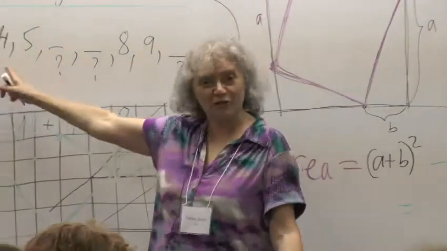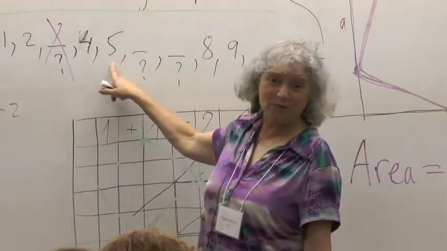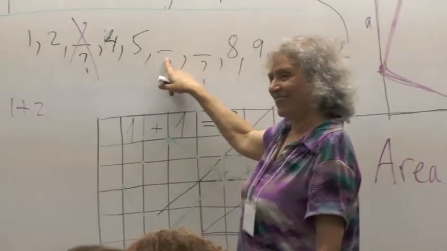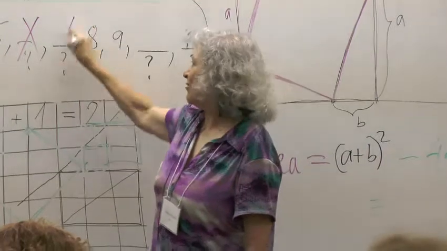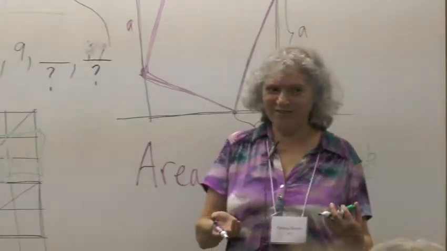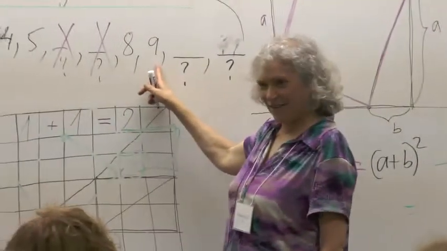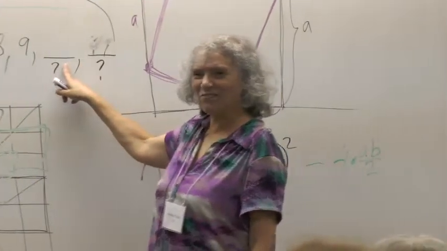How about 4? 4 is 2 squared plus 2 squared. How about 5? 1 squared plus 2 squared, right? Fine. How about 6? Not possible. How about 7? Not possible. How about 8? Yes, 4 plus 4, 9. 0 plus 9, 10. Is 10 possible?